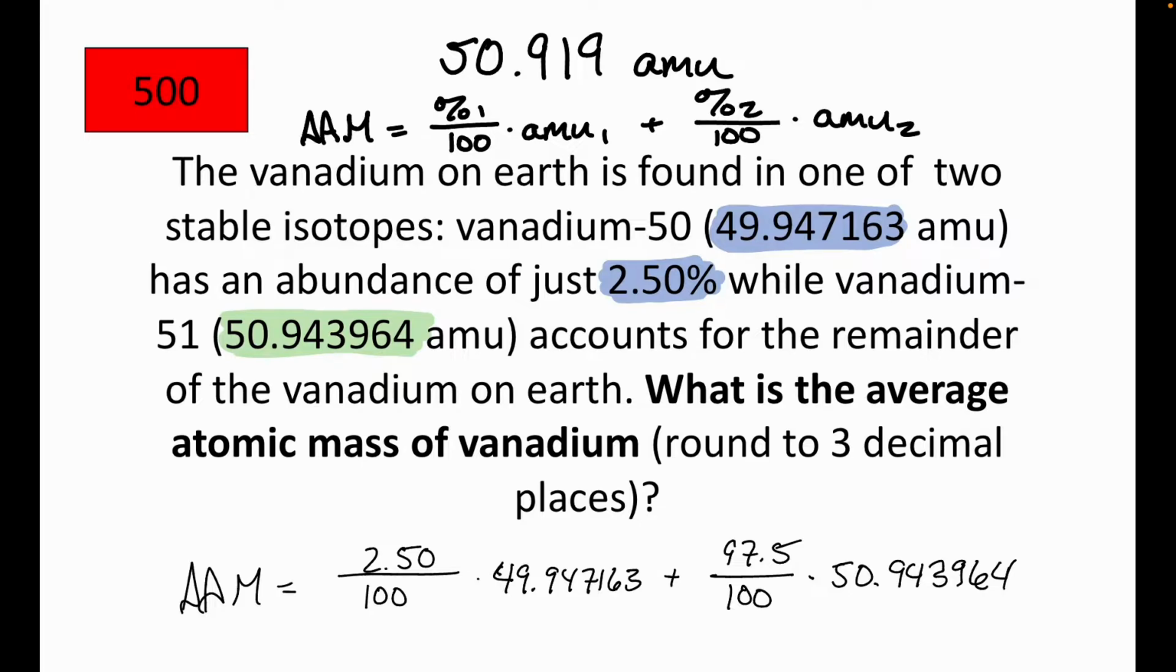Again, percent of isotope 1 divided by 100 times the mass of isotope 1 plus the percent of isotope 2 divided by 100 times the mass of isotope 2.